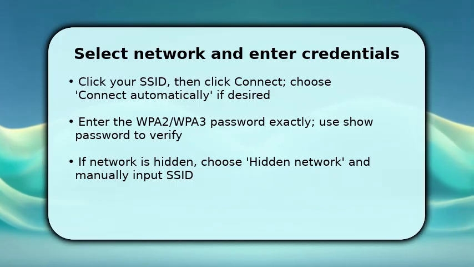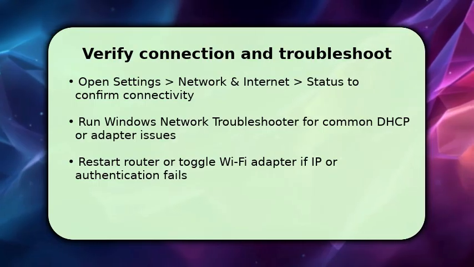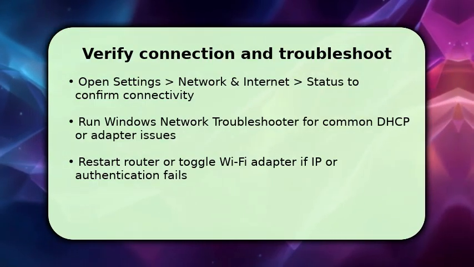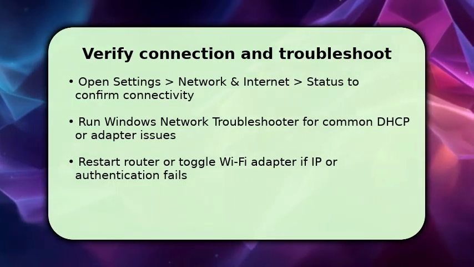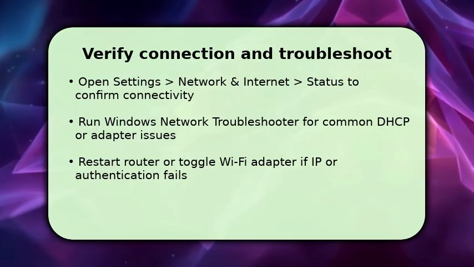If you see limited or no connectivity, run the Windows Network Troubleshooter to automatically detect common DHCP or adapter problems. If issues persist, restart the router and toggle your Wi-Fi adapter off and on. This resets IP leases and clears transient errors. One key tip.